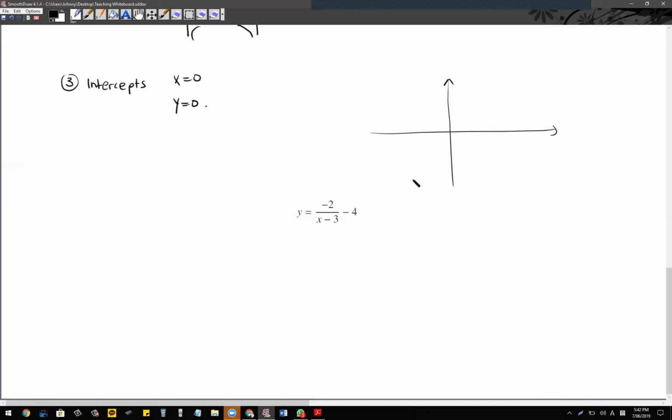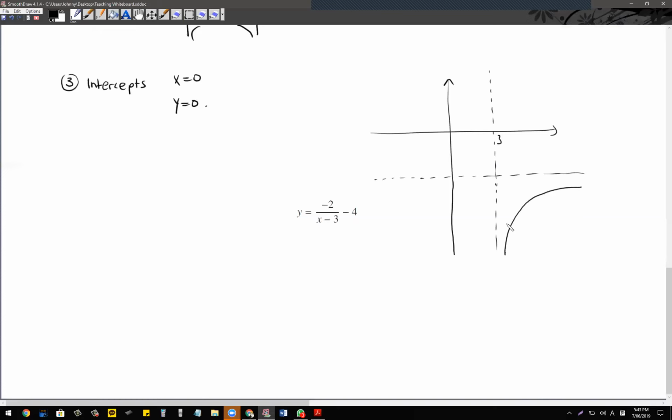Asymptotes are 3, negative 4. So 3 here. That's the positive 3, and negative 4 as well. Yeah, negative 4, like this. Have to make the graph a bit longer, because that's our new coordinate system now. That's negative 2. So it'll be here and here, okay?